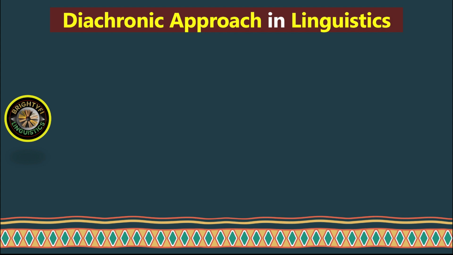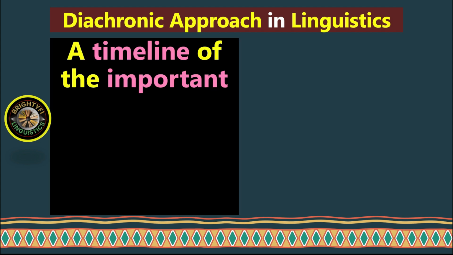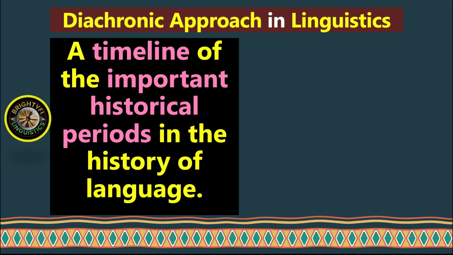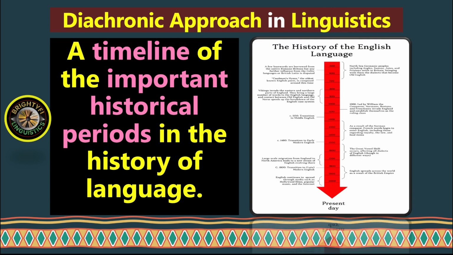Diachronic approach in linguistics. A timeline of the important historical periods in the history of language. We can see this could be the timeline of the history of language, starting from 500 to 2000, that is to say, to the present. In this way, we can study the history of language in a diachronic manner.